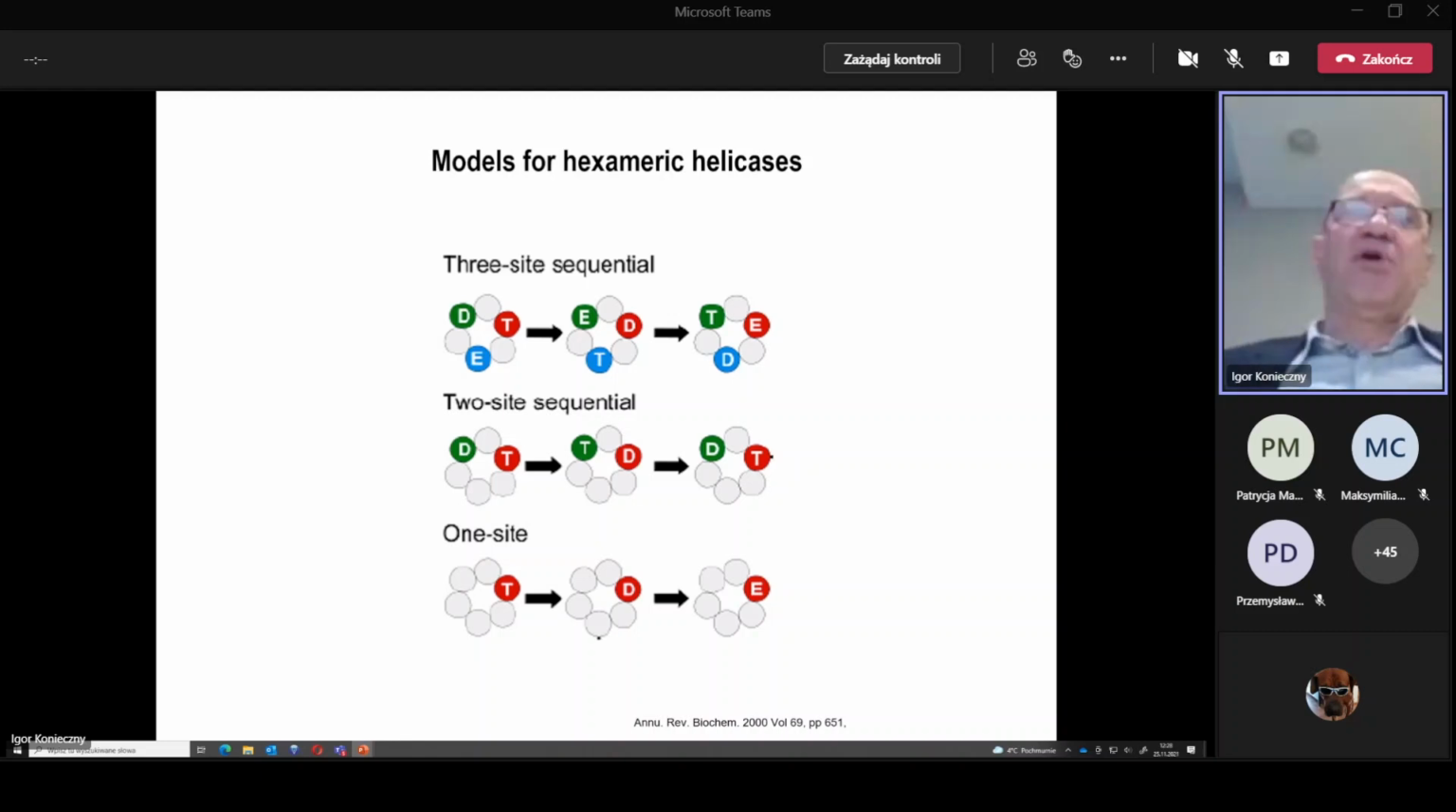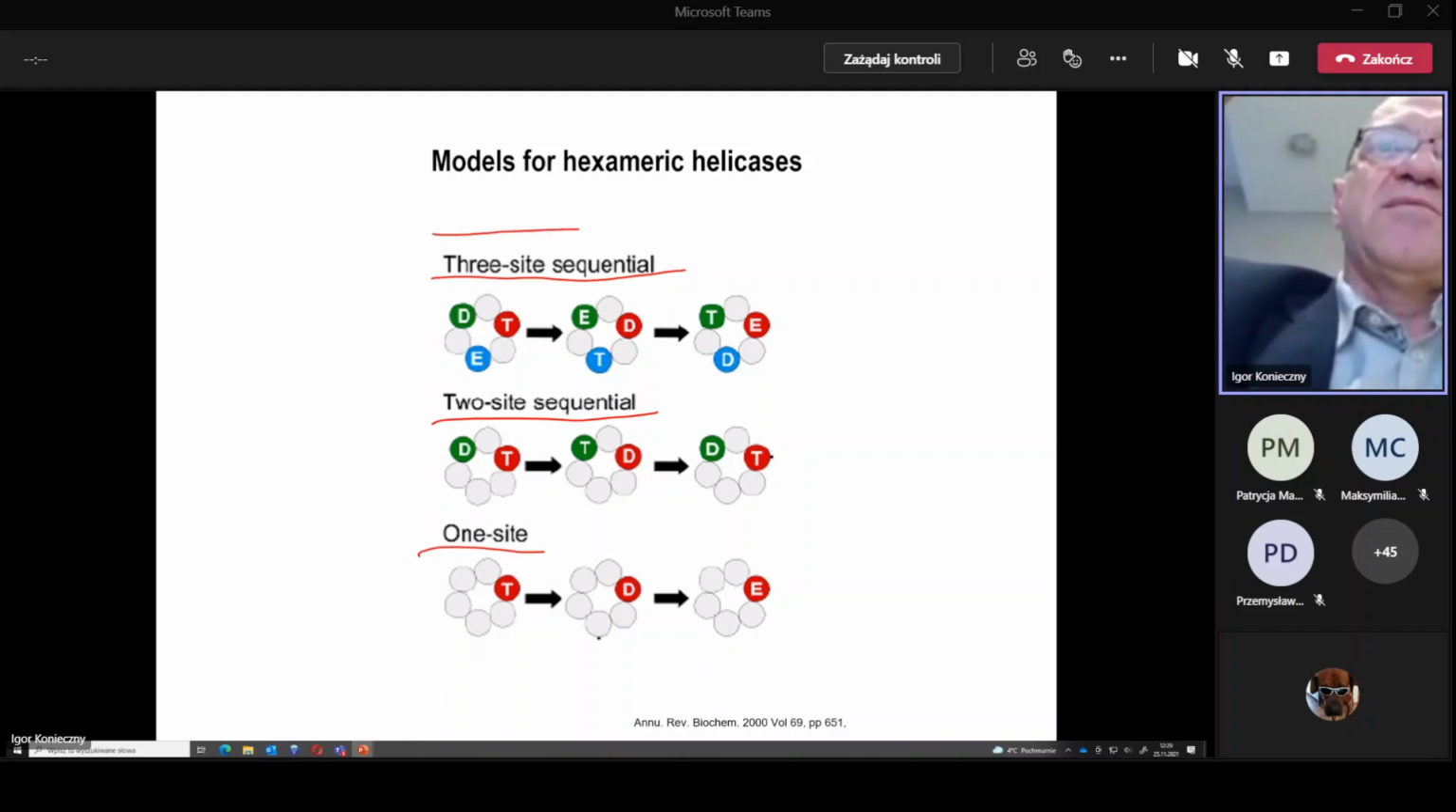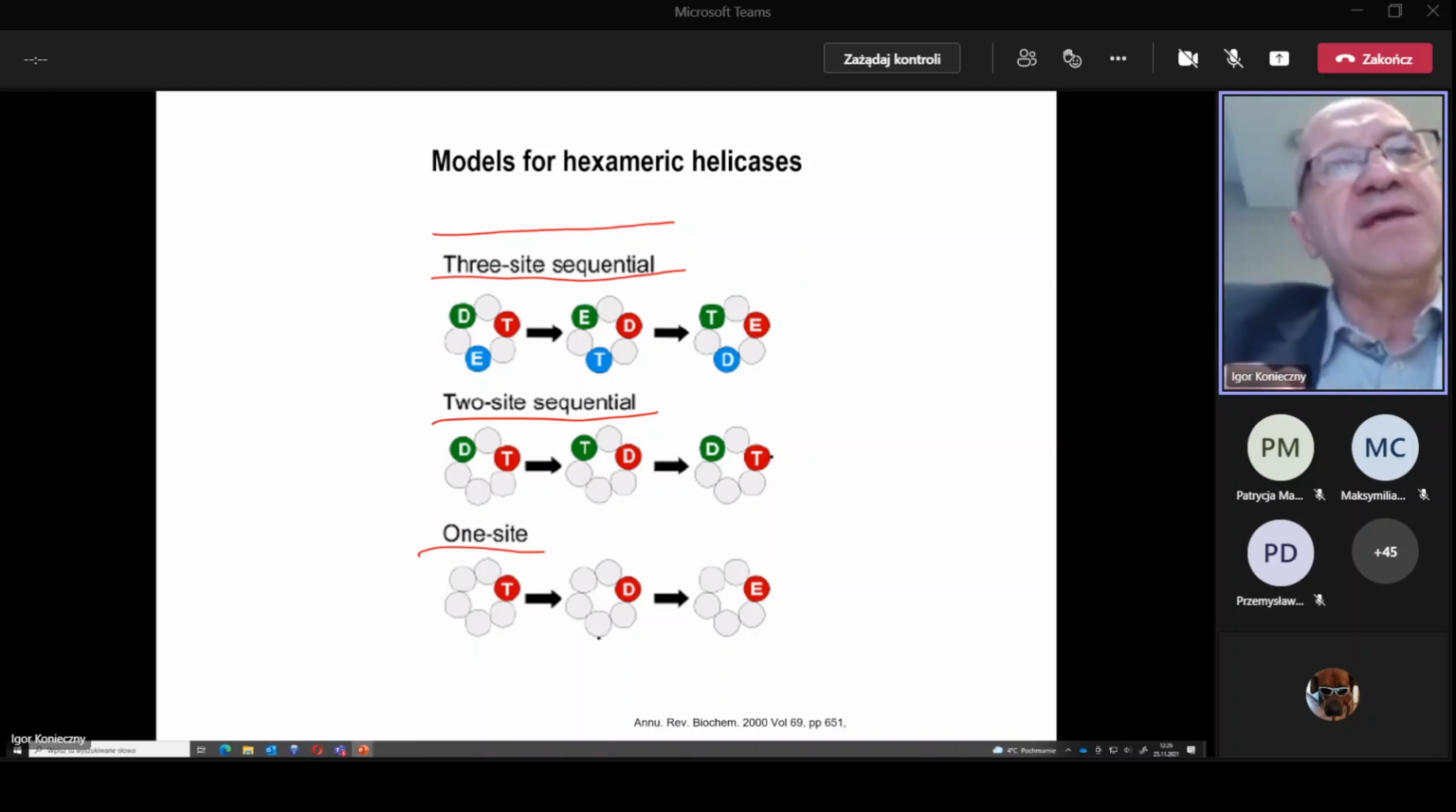Okay, so now I will go to the details. We may have a 3-side sequential model, a 2-side sequential model, or a 1-side sequential model. It is believed that most likely the 3-side sequential model is the true one. The gray circles are those subunits of the helicase which are structural, non-catalytic subunits, and the ones marked in green, red, and blue are the helicase subunits which are catalytic.